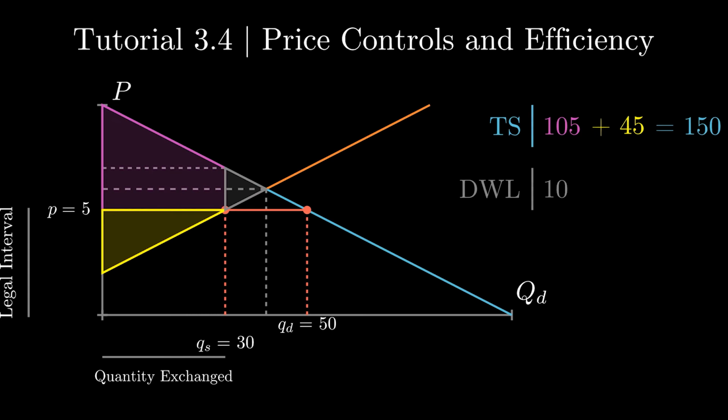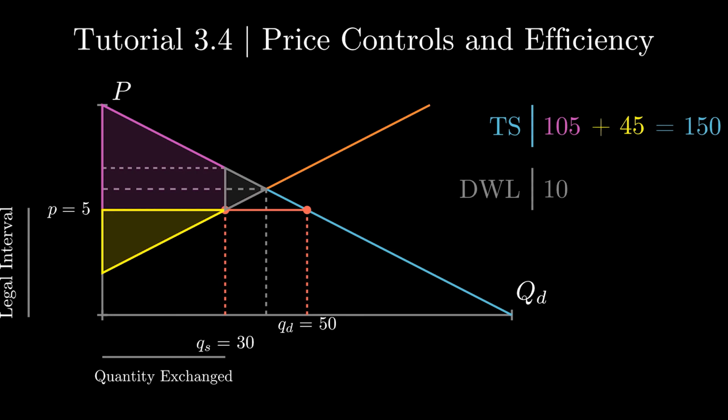Here, consumer surplus is a bit larger since the price is lower, despite the quantity exchanged being smaller than equilibrium. Producer surplus, though, is smaller, both from the lower price and the lower quantity exchanged. And again, we still have deadweight loss since we're losing some quantity.